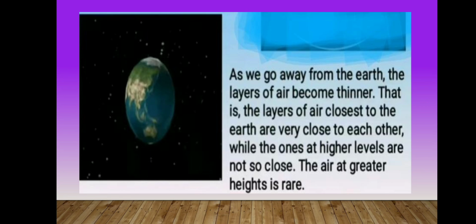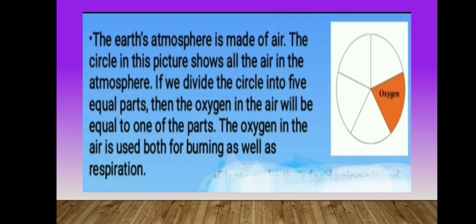As we go away from the earth, the layers of air become thinner. That is, the layers of air closest to the earth are very close to each other, while the ones at higher levels are not so close. The air at greater heights is rare. The earth's atmosphere is made up of air.